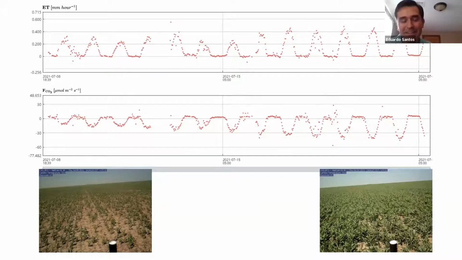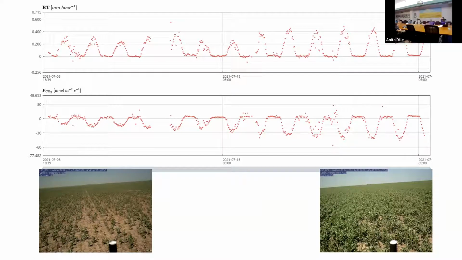So it's up and down, right? And can you see how the up and down on the top relative to the up and down on the bottom? Are they the same? Yeah, so they're reversed, right? So when ET is up, CO2 is down, and it's cycling.